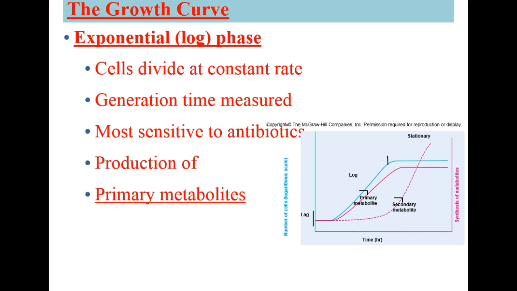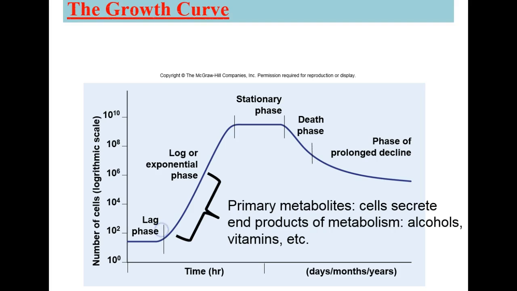During the exponential or log phase, primary metabolites and secondary metabolites are produced by the population of cells. Primary metabolites are the end product of metabolism of the cells in the population. Alcohols and vitamins are some of these primary metabolites.